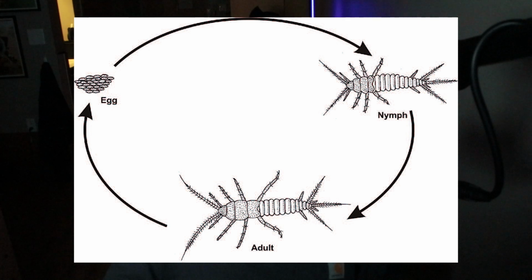So ametabolous just means that they are born out of their eggs as nymphs or immatures, and then they go through a series of molts, eventually reaching adulthood. The only key difference between those stages is sexual maturity. Once they molt into adulthood, now they are sexually mature.